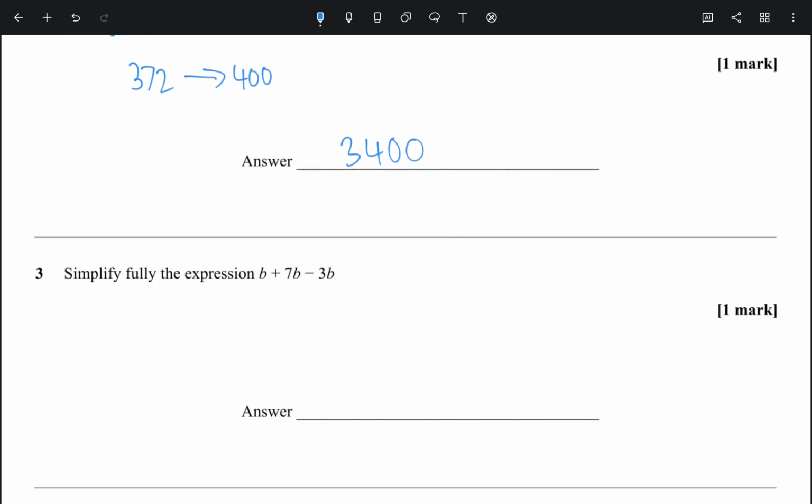Question number 3 is simplify fully the expression b plus 7b minus 3b. So all you do, there are different ways you can do it, you can add b and 7b, which is 8b, and then bring this minus 3b here. 8b minus 3b equals 5b. So that was easy, you can just put 5b.